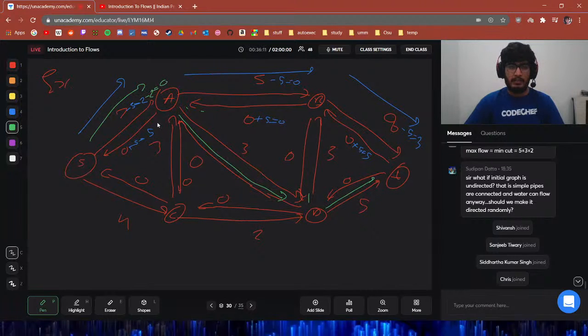So subtract 2 from here. So this would result in 0. Add 2, which is going to result in 7. Minus 2 is equal to 1. Plus 2 is equal to 2. Here minus 2 is equal to 3, and plus 2 is equal to 2, right?